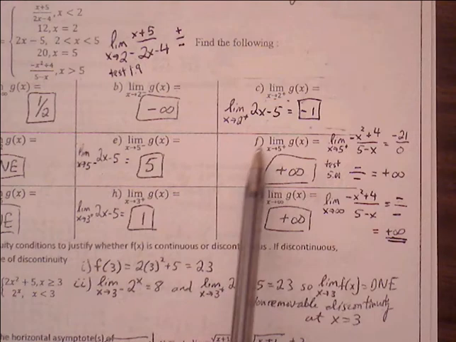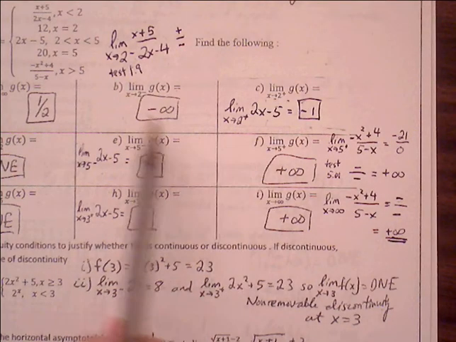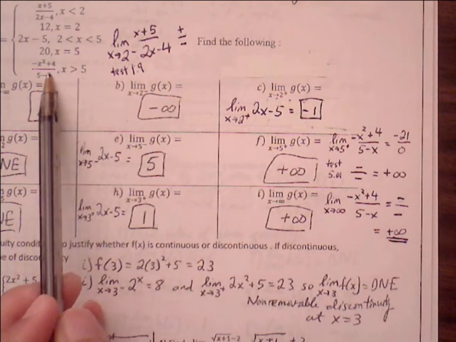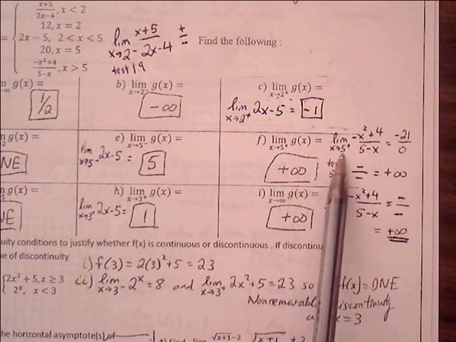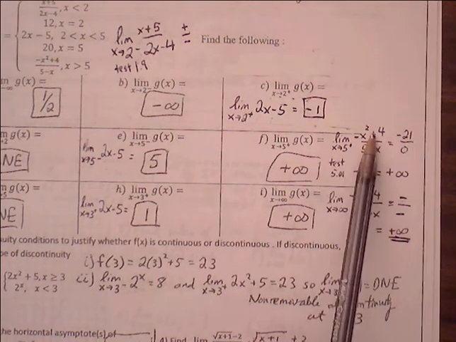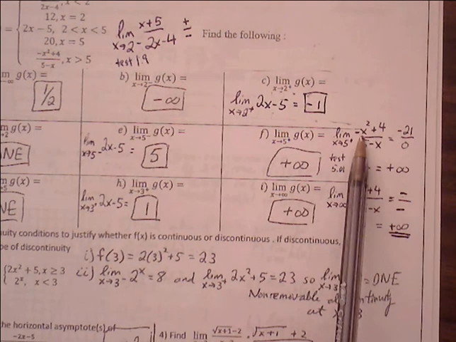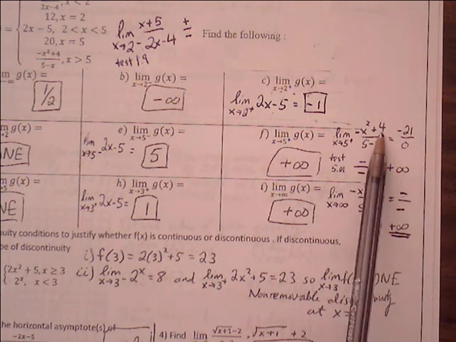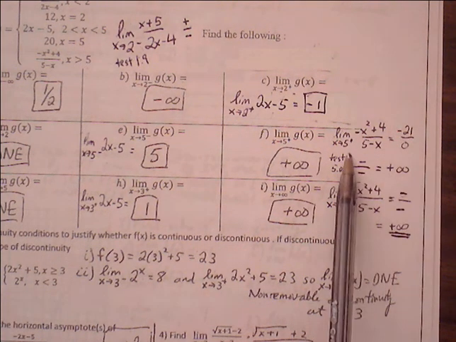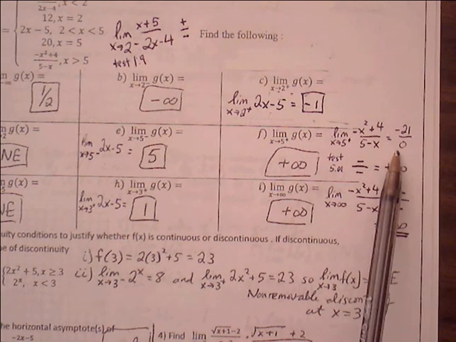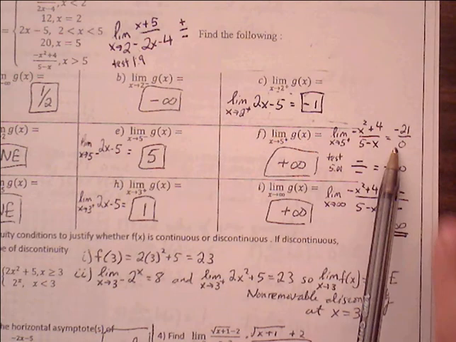Okay. Approaching 5 from the right side of 5. From the right side of 5, we're looking at the last condition here. For our expression, first thing we always do is plug in our target x value. 5 goes in for x, and we get negative 25 plus 4, which is negative 21. Plug 5 in for x in the denominator. 5 minus 5 is 0. Negative 21 over 0. Normally, this would be limit does not exist.